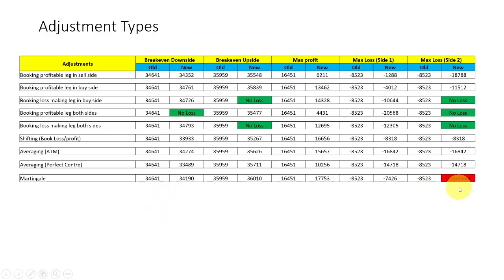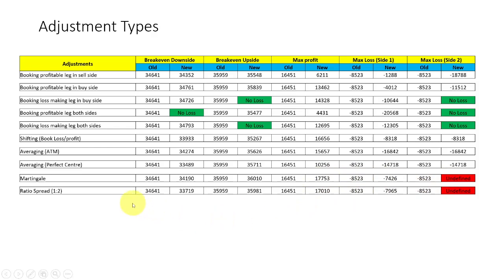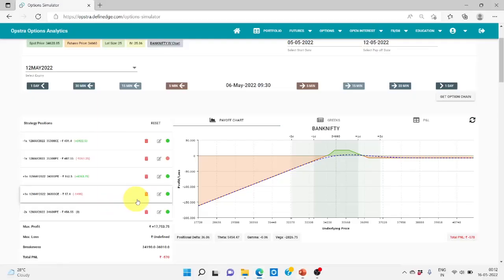So as I said, here the max loss can be undefined, but here you're extending the range from 34,641 to 34,190, and in the upside again we are increasing the range. So this is a case where we are extending the range on both sides, and max profit also is increasing. Max loss is reducing on one side, and max loss is undefined on the other side. Then we'll go to a strategy that is a ratio spread.